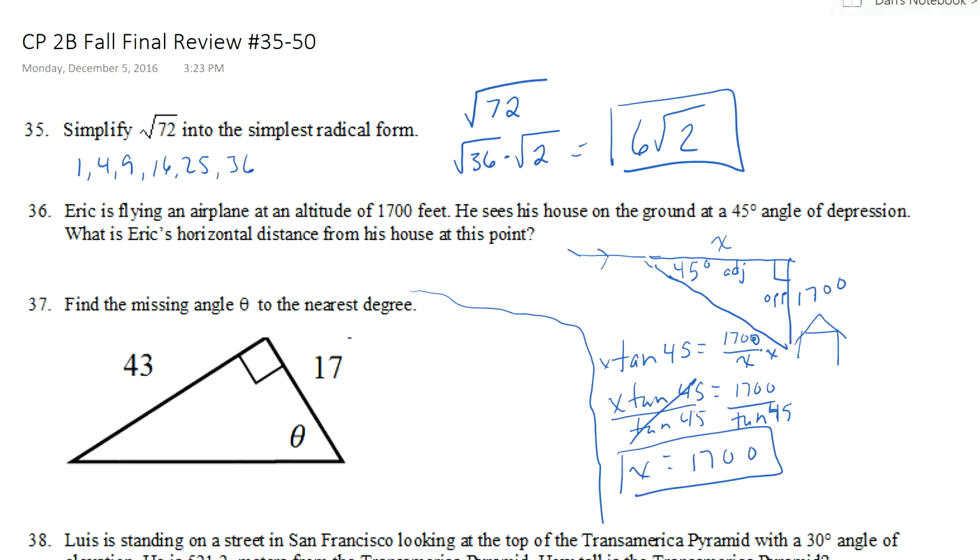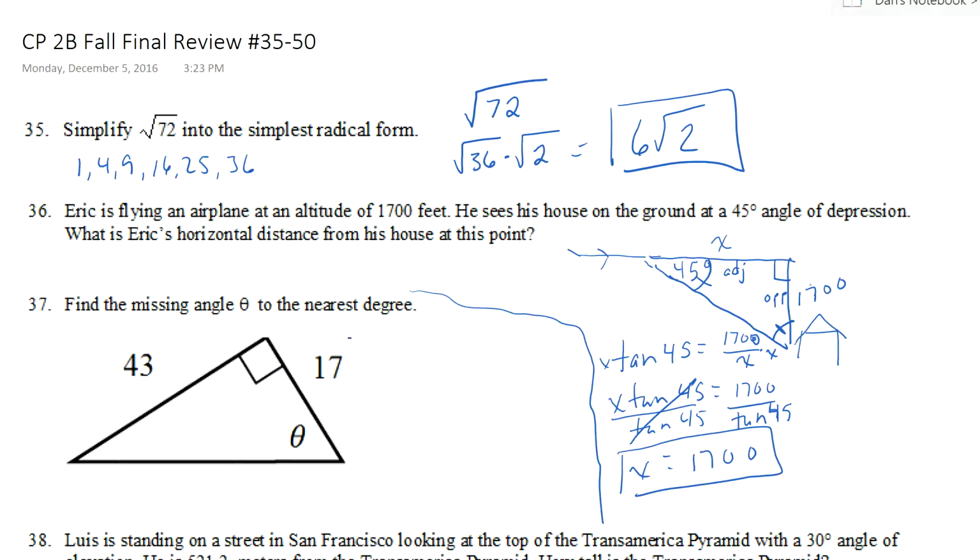Now, if you noticed here, since this is a 45, 45, 90 right triangle, these two sides have to be equal. These two angles are equal, and therefore those two sides are equal. So we could have seen that right away to know that that is 1,700 feet.